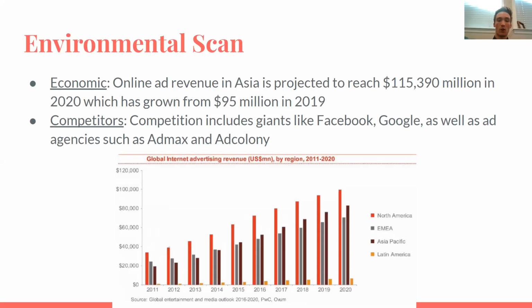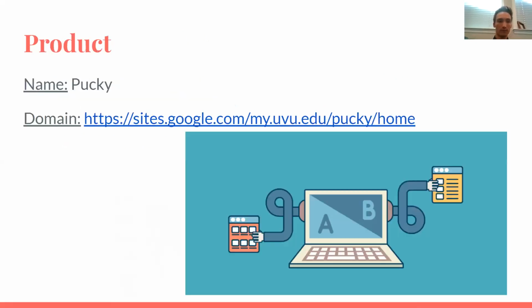And we're going to be able to charge a lot lower prices than our competitors because a lot of our competitors include giants like Facebook and Google, as well as other ad agencies. And actually, ad agencies are increasing in popularity simply because Google and Facebook have to charge so much for people to advertise on their platforms.